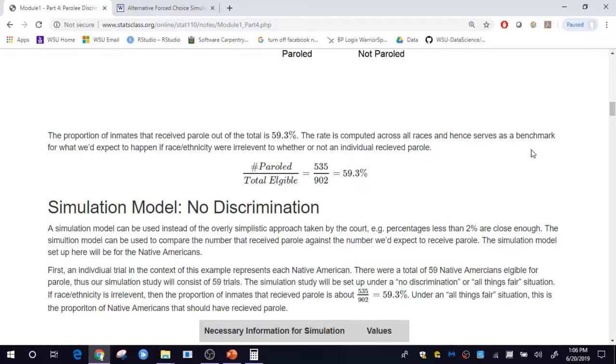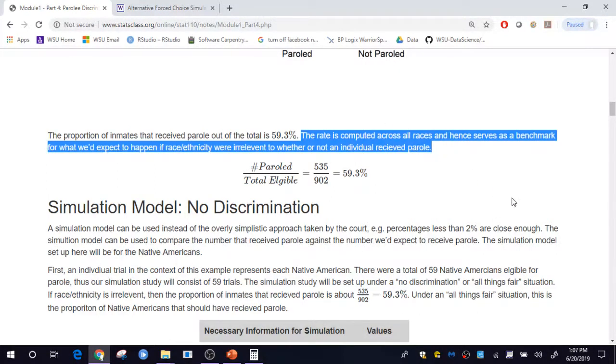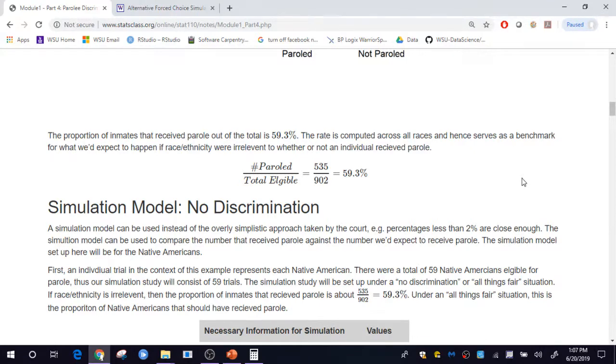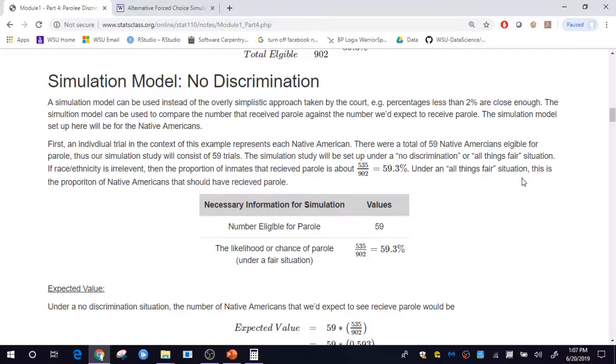So what proportion of the individuals received parole? To compute that, I would just take the 535 and divide by the 902, and that's 59.3%. So this 59.3%, again, was computed across all races, and hence will serve as a benchmark for what we'd expect to happen if race or ethnicity were irrelevant to whether or not an individual received parole. We're going to use that quantity now in our simulation model.